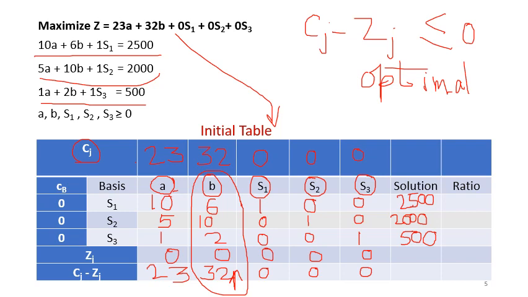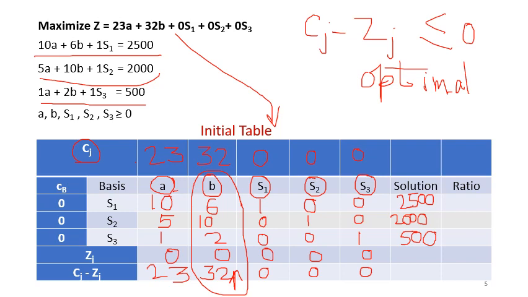So this now becomes your key column, the column containing B. Decision variable B now becomes your key column, because that is the highest Cj minus Zj value, and all the elements in this key column now become, for their respective rows, the key column elements.